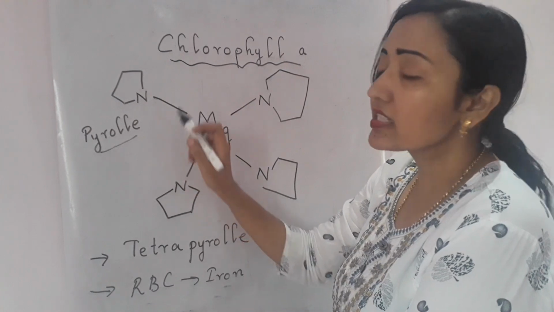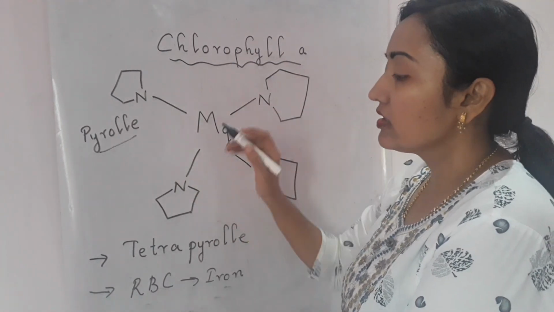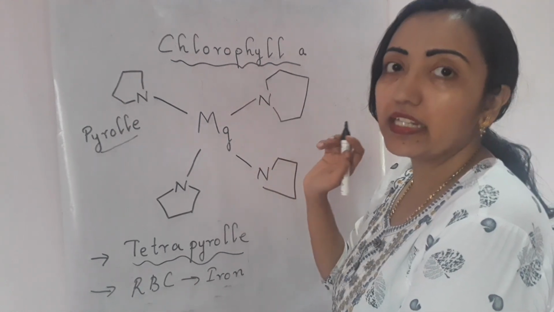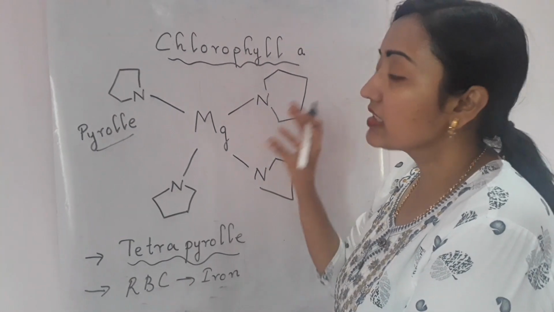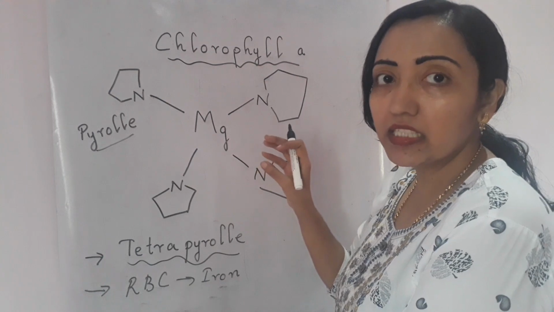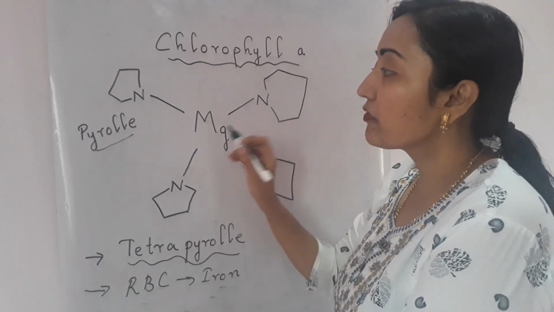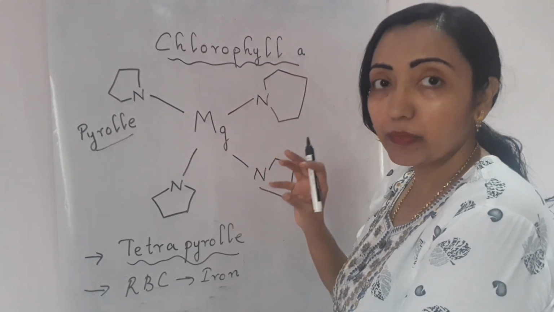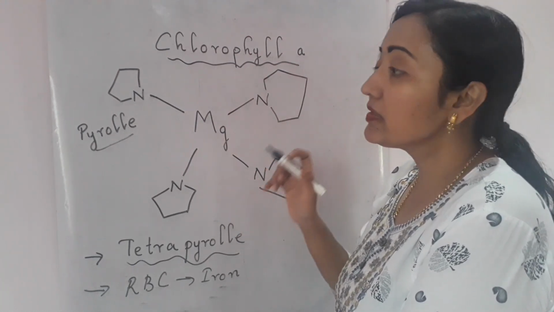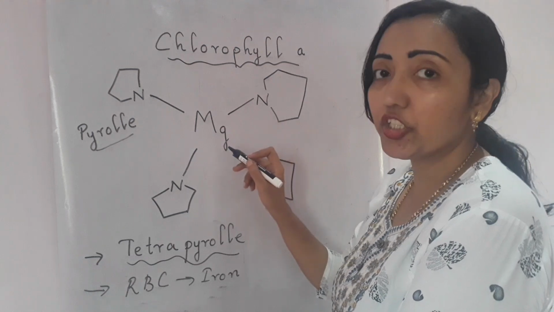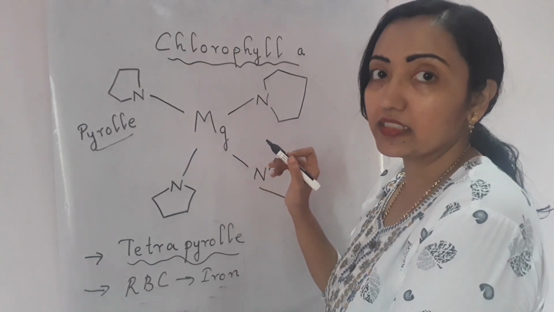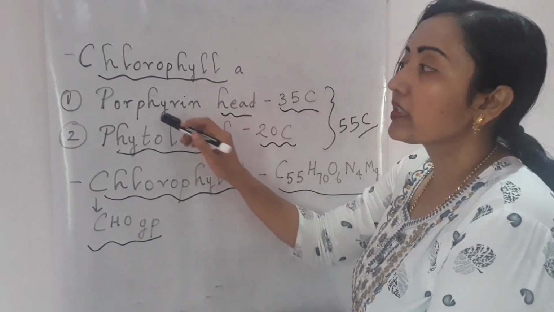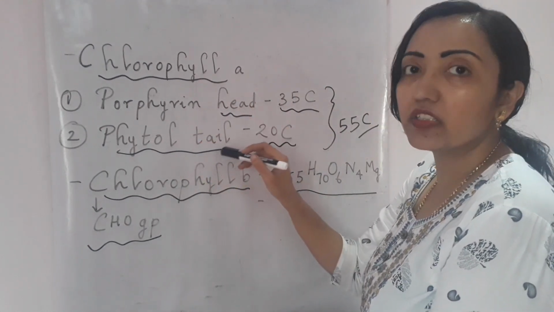So how many pyrroles are there? 1, 2, 3, 4. So there is a tetrapyrrole in chlorophyll A, and a similar structure is seen in red blood cells, where in place of magnesium, iron is present. Chlorophyll A is made up of two components, porphyrin head and phytol tail.